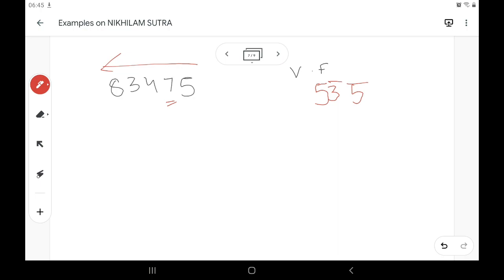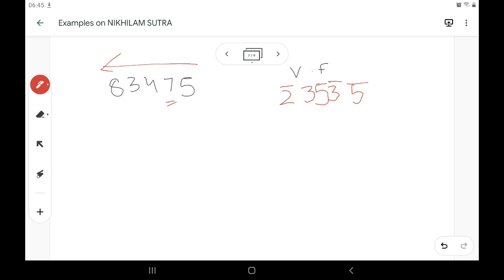3. 3 is to the left of a digit that's less than 5, and 3 is also less than 5. So you write 3 as it is. 8. 8 is to the left of a digit that's less than 5, and 8 is greater than 5. So you replace it with its tens complement. 2 bar. That's negative 2.